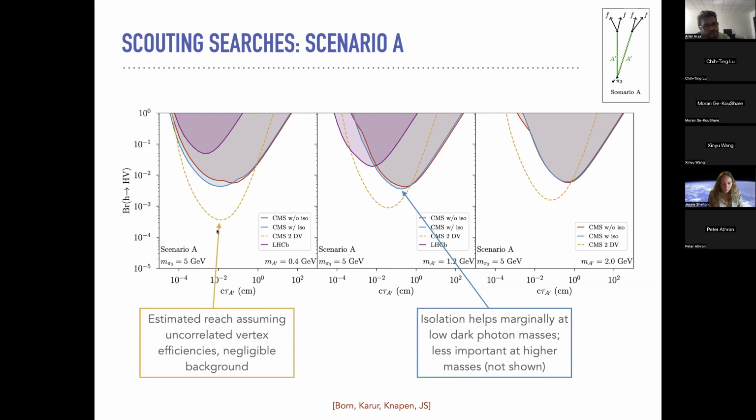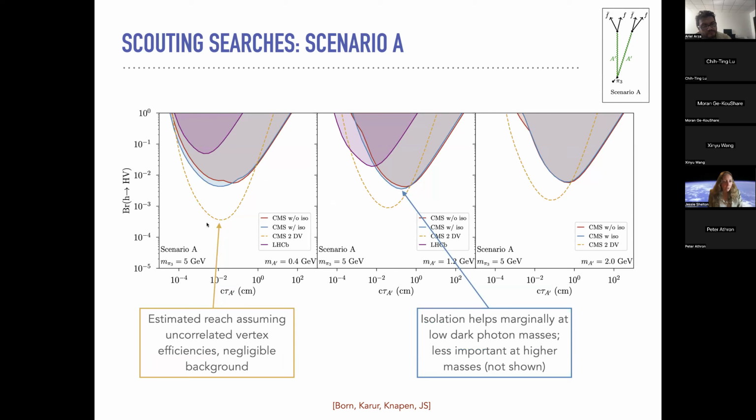So I will go a little quickly through this because I have an eye on the time. These colored blobs are the recast. These are a variety of different choices of masses and mass hierarchies. This is very important because, especially for the CMS search, the dark photon mass really determines what the background is and therefore what the sensitivity is.